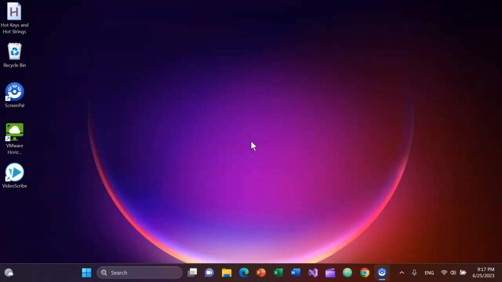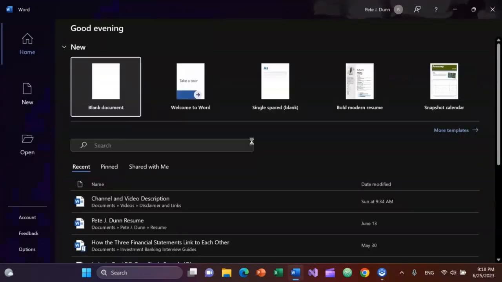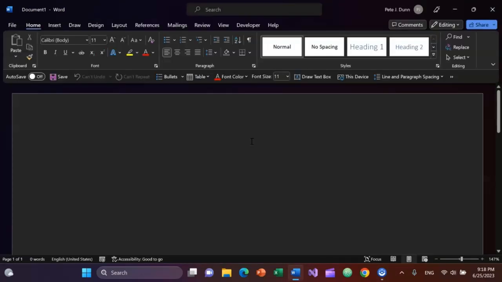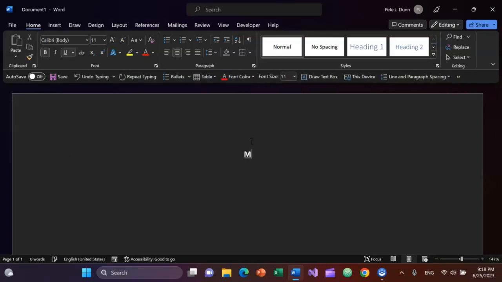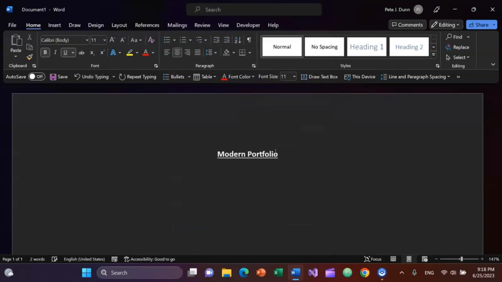Microsoft Word is the fifth thing on my taskbar. To open it, I press Windows key 5. Press Enter. Control E as in Echo to center it. Control B as in Bravo, U as in Uniform. We're going to call this modern port. Hold F4 to exit out of that.